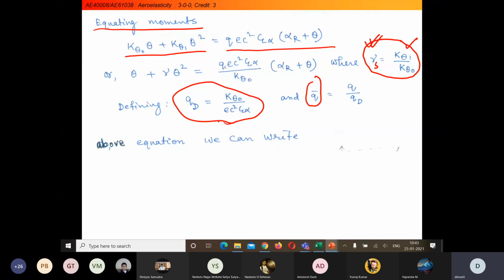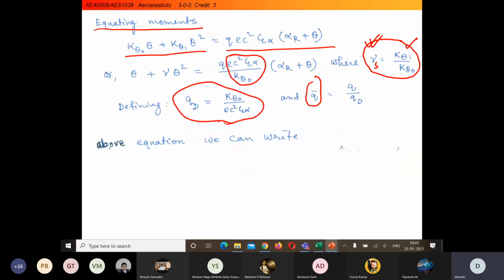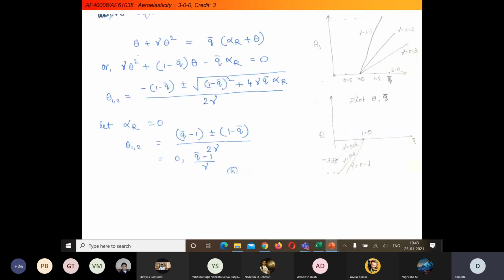Now let me come to the next equation. So from here, after substituting these nonlinear terms, it will become theta into gamma theta square and q bar into alpha r plus theta. Let me just rearrange this equation in this quadratic equation form. So it will be gamma theta square plus 1 minus q bar into theta minus q bar into alpha r equal to 0.